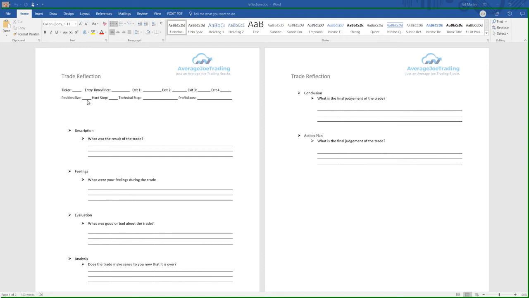My hard stop was 56.25. That was my hard stop. My technical stop was a close above VWAP. That was my technical stop. Now, I could have used the 5-minute opening range. I could have used anything pretty much.